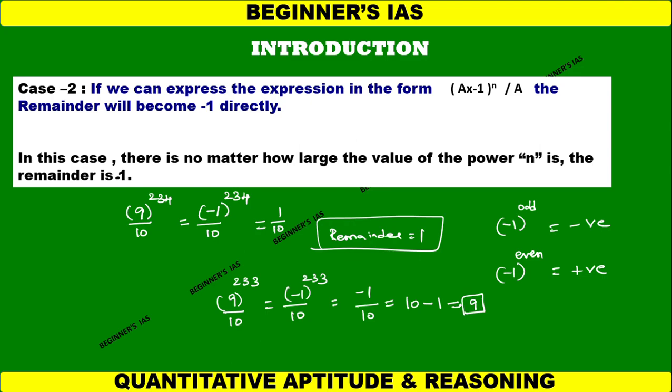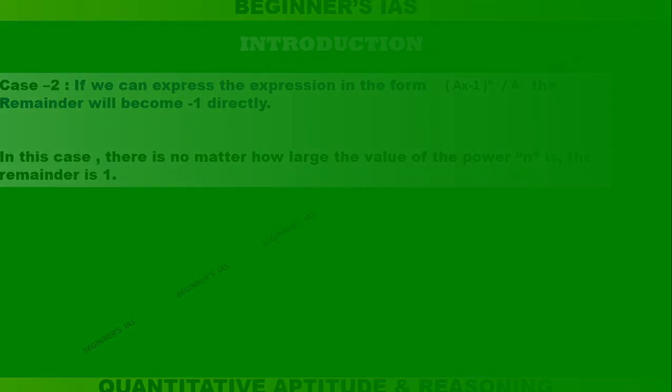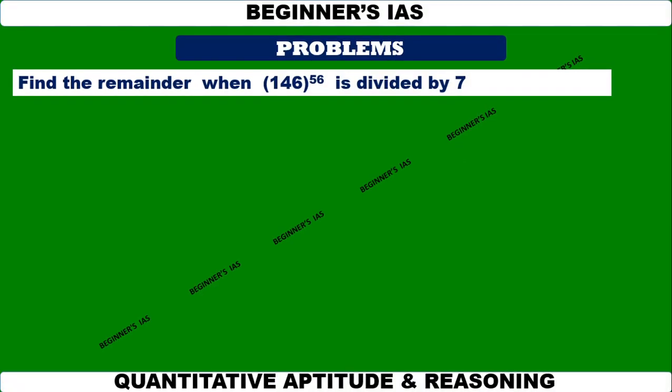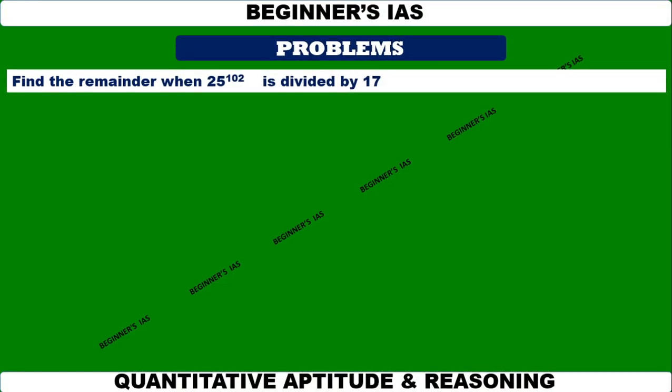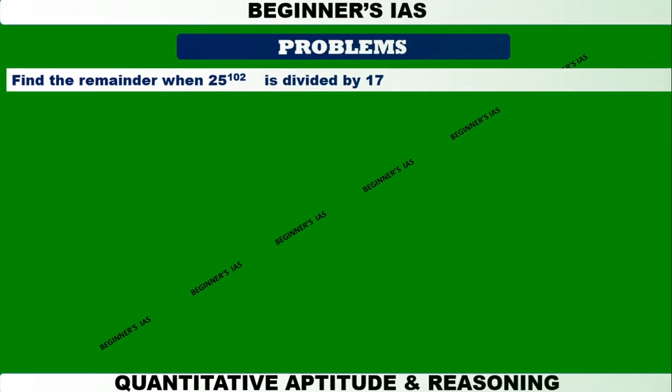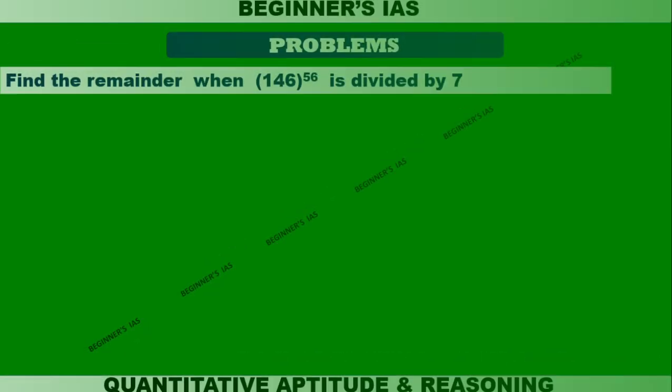With this, let us move on to one problem. That problem is also very important. Find the remainder when 146 whole power 56 is divided by 7. And then we have one more problem. So we have to solve these two problems. If I solve these two problems, you can understand in a better manner. So now let us solve this question for a better understanding.